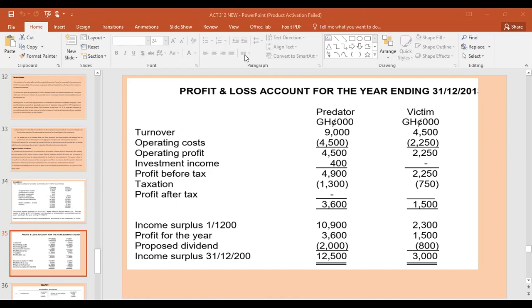Then we said after that, you prepare your income surplus account, where you pick the balance you had in the opening income surplus account. You add the profit for the year. Somebody said it is 3,950 or so. So you add the 3,950 to the 10,850, you get a total. Then you subtract the proposed dividend of Predator, which I'm seeing here to be 2,000, from it. Then they said that answer is 12,800 or so. So the balance you should be having on your closing income surplus account is 12,800. Emma, are you okay now?